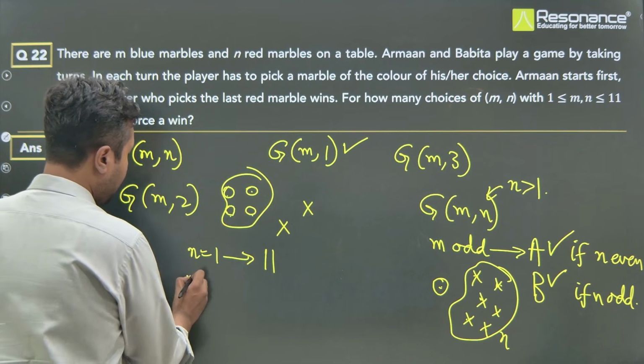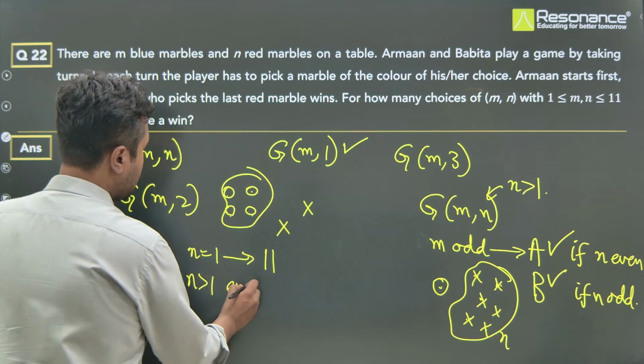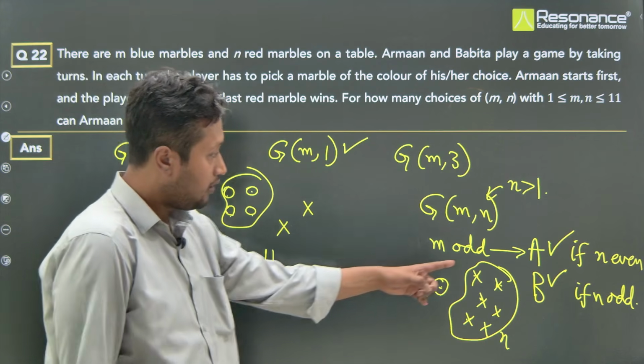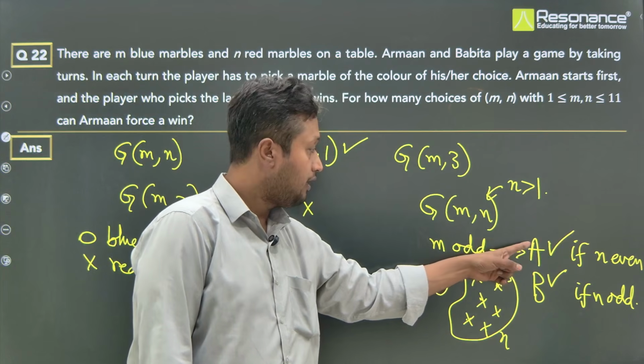Okay, when N is greater than 1, you split it into even or odd. So suppose it is even, then Arman can force a win if M is odd.